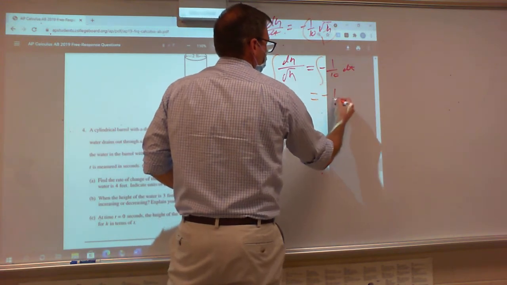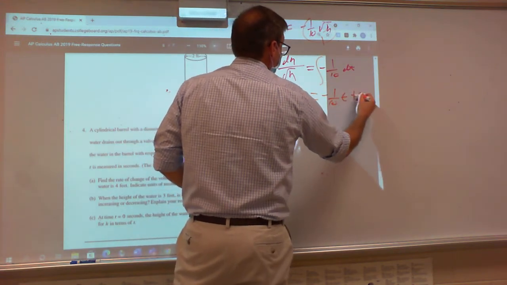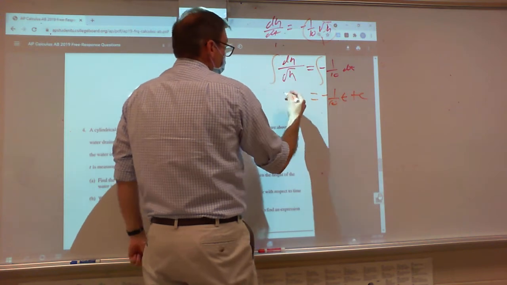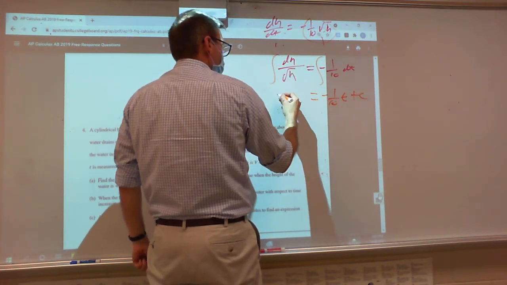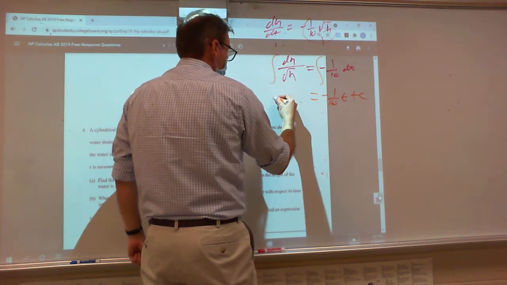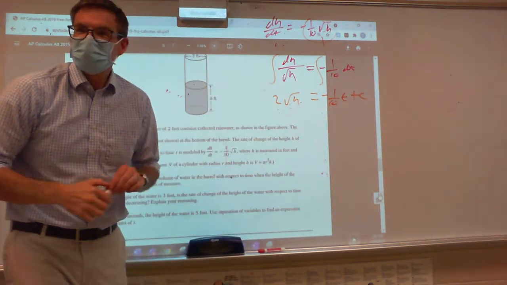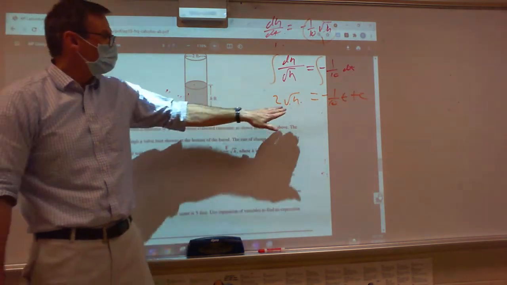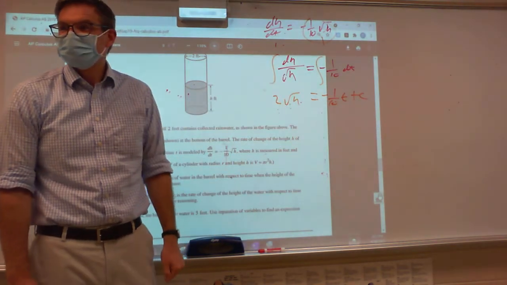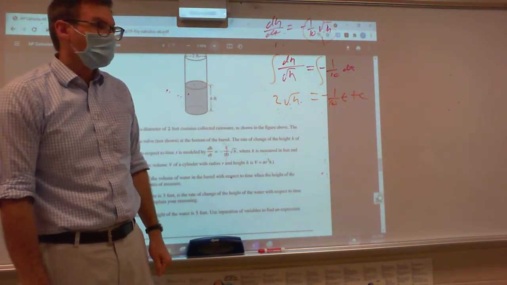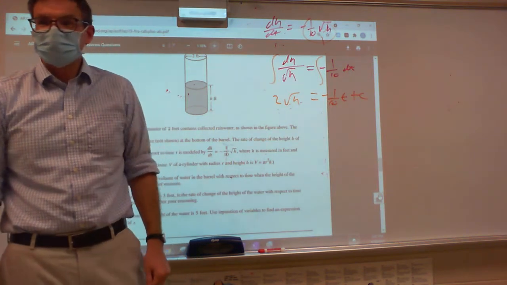This is going to give me negative 1 over 10 t plus some constant. This ends up giving me, I need to go through it quickly, 2 square root of h. Sorry, I went through it quick. My claim is if you take the derivative of this, you get this. Got it?